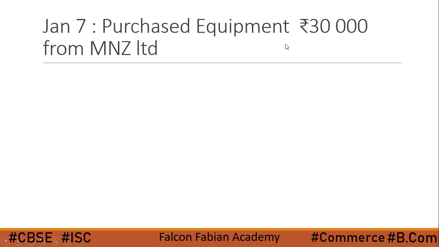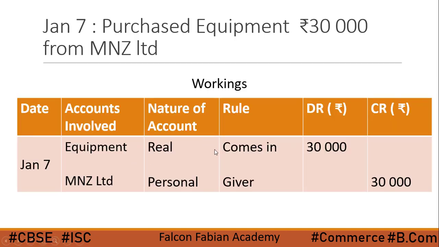So we've read the transaction. Now let's identify the two accounts involved. So one account is equipment. Equipment is coming in the business. Now you're not paying cash or you're not paying through bank. You are buying it from MNZ Limited. So the second account is going to be of MNZ Limited. Now let's do the workings. Again, we will continue in the same table where we had done the workings. This is the rough work and it is going to simplify and help us understand how to record.